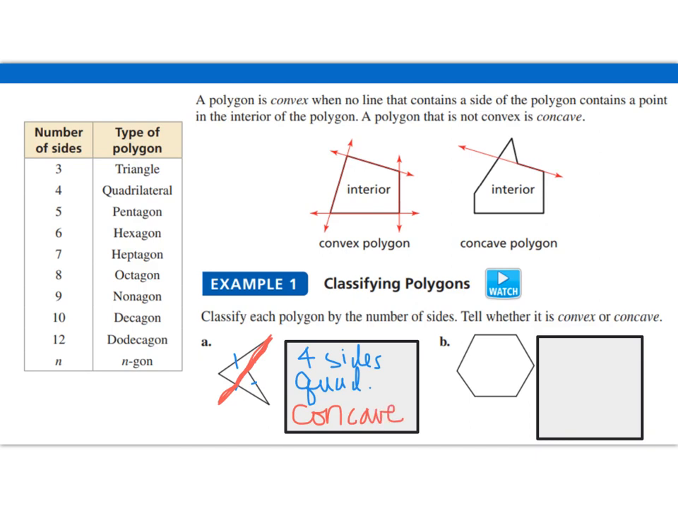Meanwhile, for part B, we have a 1, 2, 3, 4, 5, 6-sided polygon. A 6-sided polygon is what we call a hexagon. And when I try to draw lines along the sides, I can see that I'm not going to cross through the interior at any point. Therefore, this is a convex polygon.